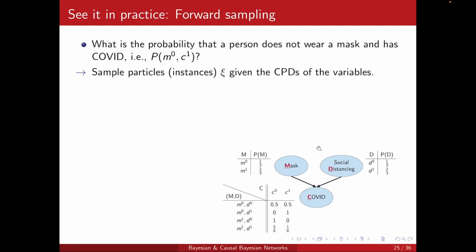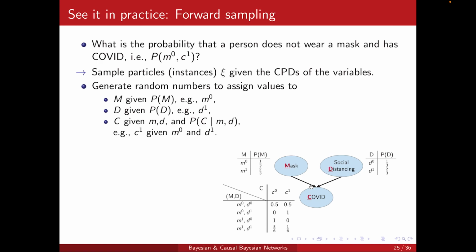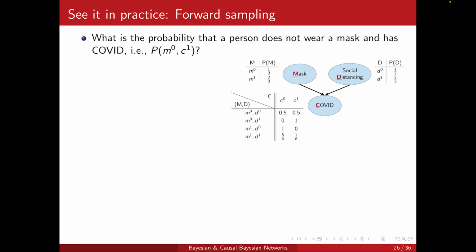We need to sample particles given the CPDs, and this means that we need to generate random numbers to assign values to m given P of m. For example, we can get m0 here, and we need to generate random numbers to assign a value d given P of d. For example, here we may get d1. If we have these two, then we can generate a random assignment for COVID given m and d that we already generated. So it will be, for example, c1 given that we have m0 and d1. And this will be our first particle or data instance. The idea again is to first generate these instances, and then we can calculate the probabilistic query. So let's see how we can do this.